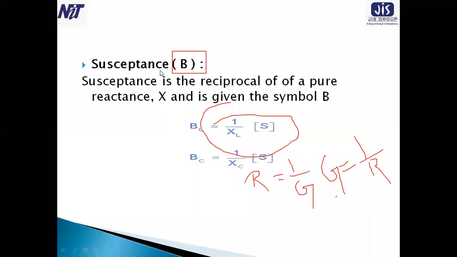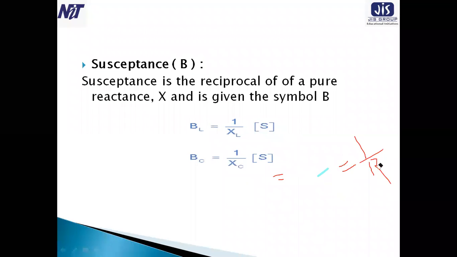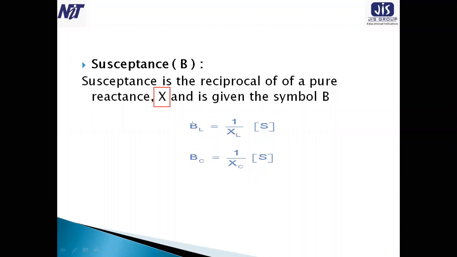Now the third component is the susceptance. So what is susceptance? Susceptance is represented with B. Susceptance is the reciprocal of a pure reactance X. So susceptance has a relation with X, the reciprocal of X. That means for an inductive circuit, the inductive susceptance is BL, which equals 1 by XL. And if it is a capacitive susceptance, BC, that will be equal to 1 by XC, because susceptance is the reciprocal of reactance X.